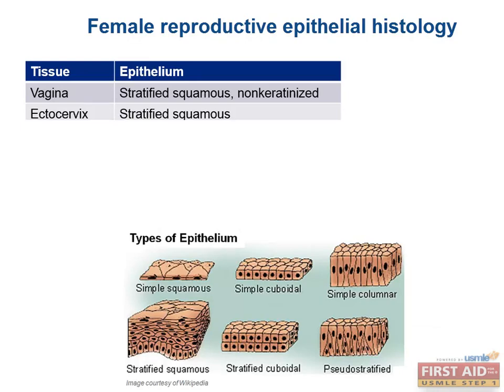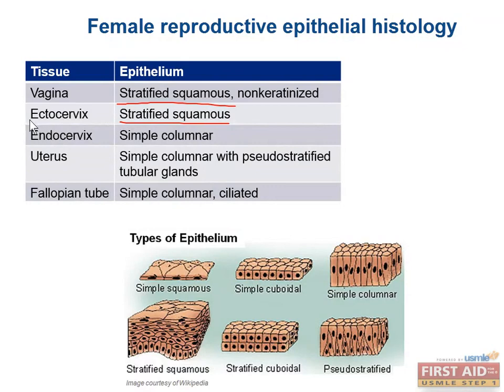So now we're going to talk about the female reproductive histology, and I'll just start off by saying that the areas that can incur trauma or abrasion are the ones that are stratified squamous. You have your vagina, where coitus will cause abrasion. Your ectocervix, the part of the cervix that faces into the vagina, is also stratified squamous. That's in contrast with the endocervix, which is simple columnar. You've got that transitional zone, that transformation zone, that is subject to development of cancer.